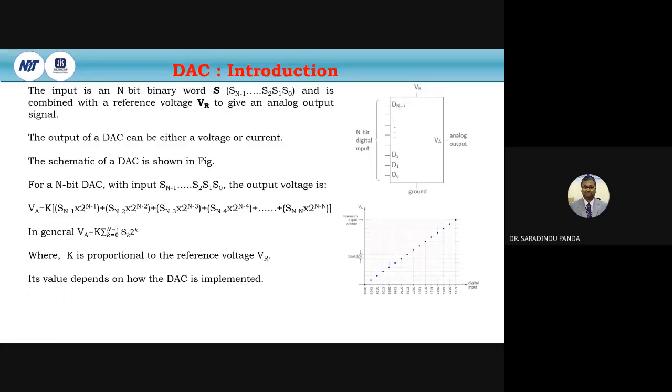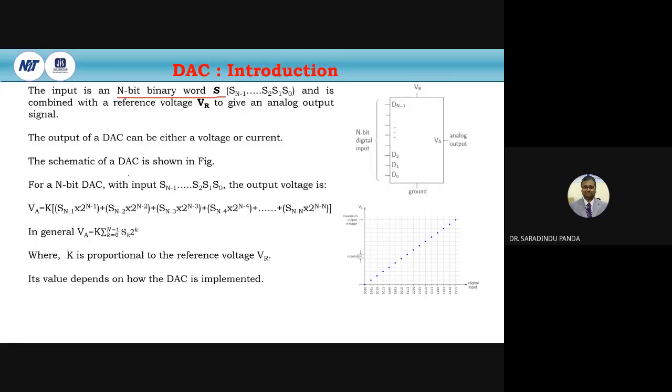That is D0 to Dn minus 1. The input is an n-bit binary word S, that is S0 to Sn minus 1. But in a chip, it is mentioned as D0 to Dn minus 1, called the data input. Here, this is the signal input, S in a broader sense, and for a particular IC, it is nomenclature as the data. So for this reason, this is D0 to Dn minus 1. You can write S0 to Sn minus 1 or D0 to Dn minus 1.